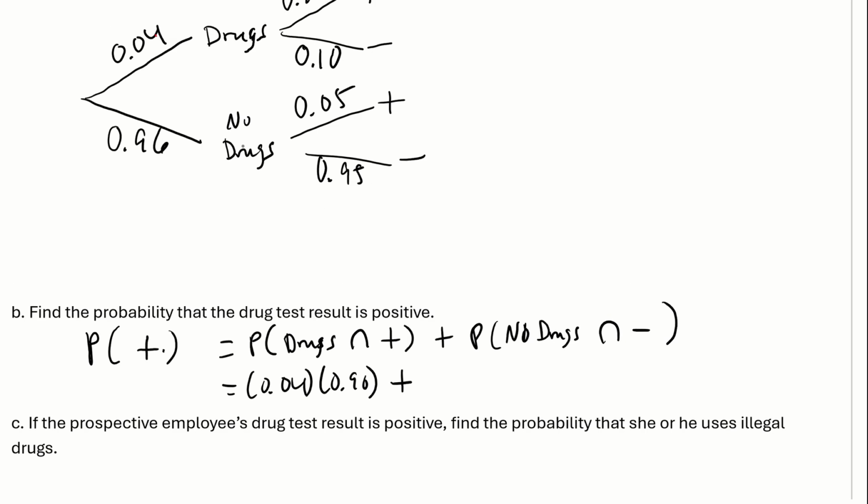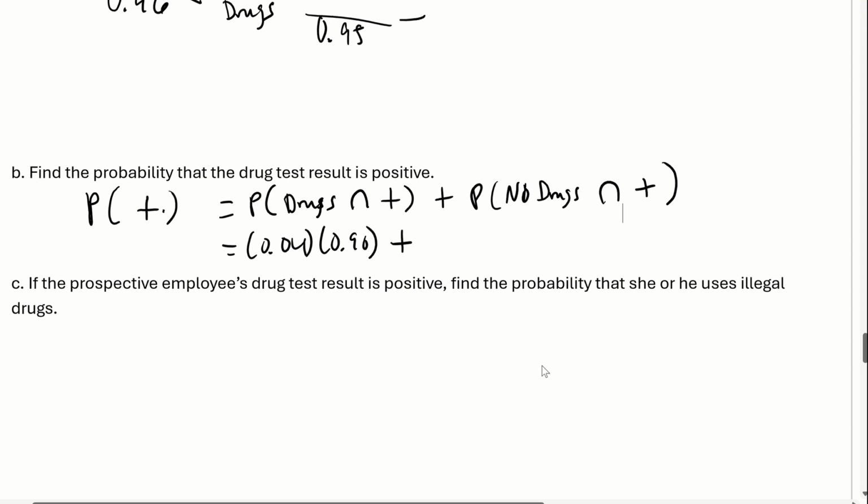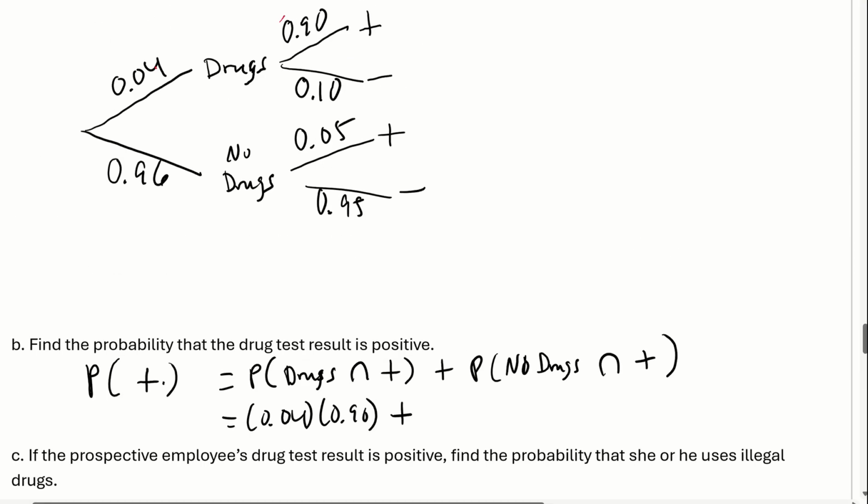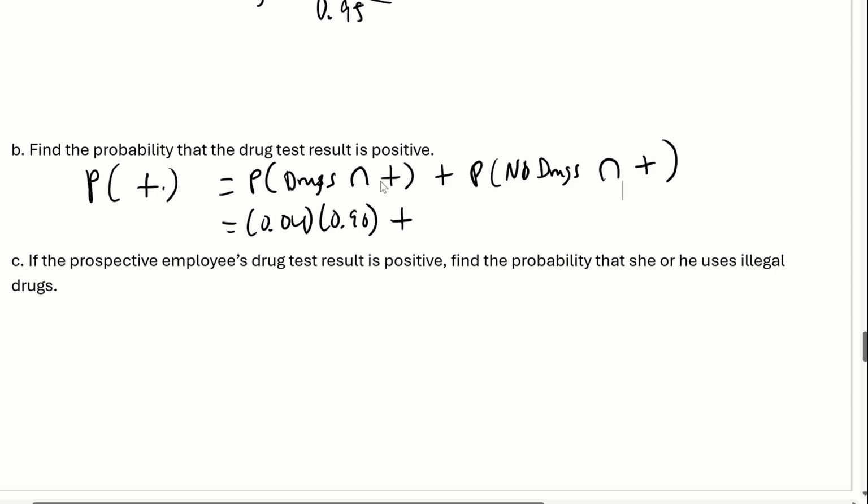Then you want to do no drugs and, oh, why did I put negative here? I'm sorry, this should say positive, my bad. We're doing the probability of positive. So it's drugs and positive or no drugs positive, okay? I didn't want to confuse you there. So we got 0.04 times 0.90, and then we got 0.96 times 0.05. Okay, those are the two positive routes.